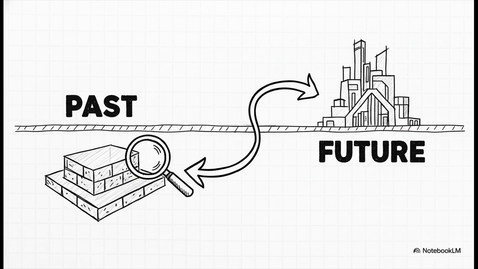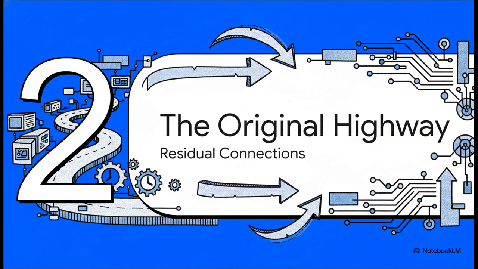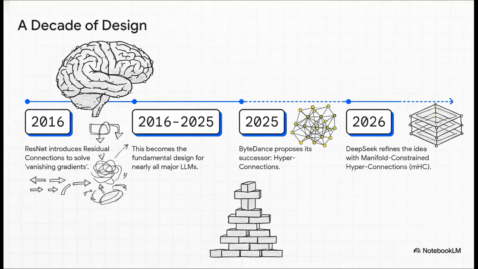To understand where AI is headed, you first have to understand the foundation it's been built on for almost a decade. And for what feels like forever in the AI world, the past, the present, and pretty much the future has been completely dominated by one single concept, the good old residual connection. And just look at this timeline. It really shows you how long this one idea has been king.